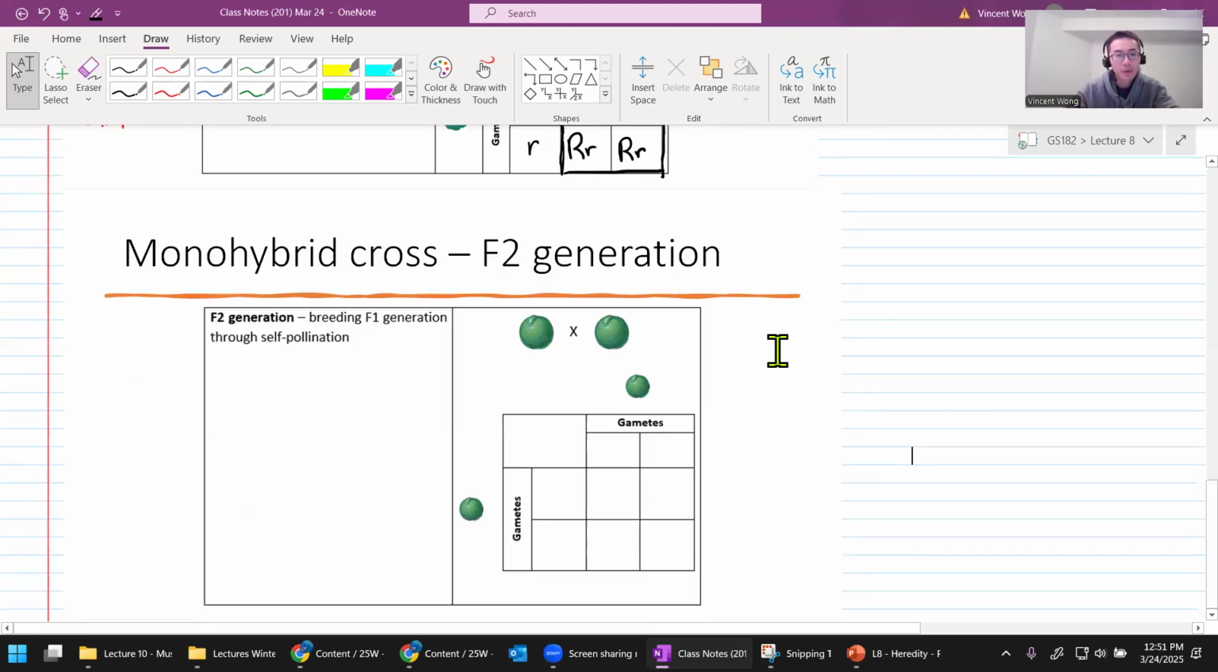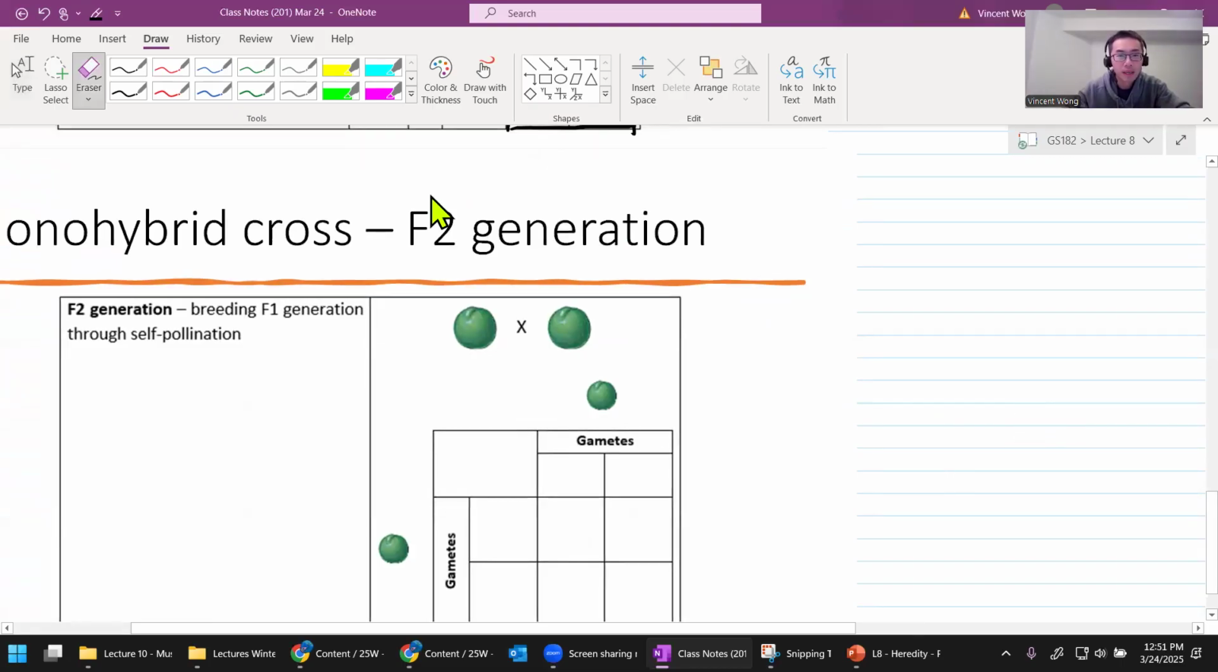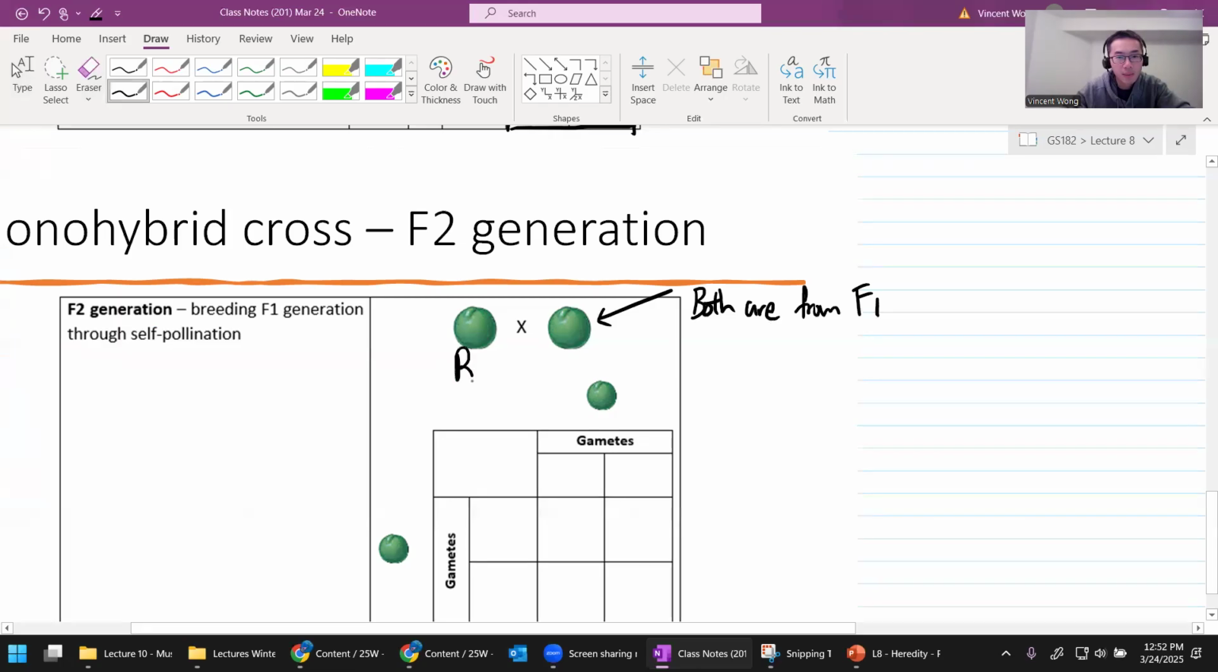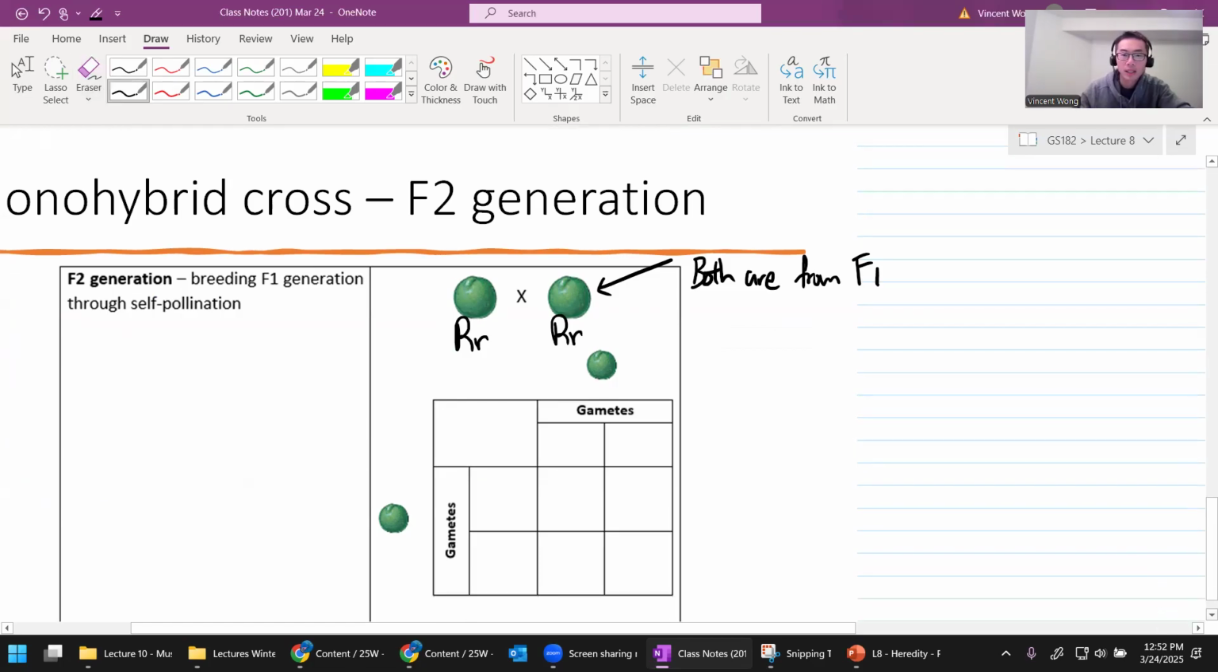Plants are okay. So we take two individuals from F1. This is from F1 and this is from F1. I just want to emphasize both are from F1, the first generation. So what's the genotype for the F1 plant? Well, 100% of them were big R, small r. So this plant is big R, small r. This one is also big R, small r. It doesn't matter which plant you put where.